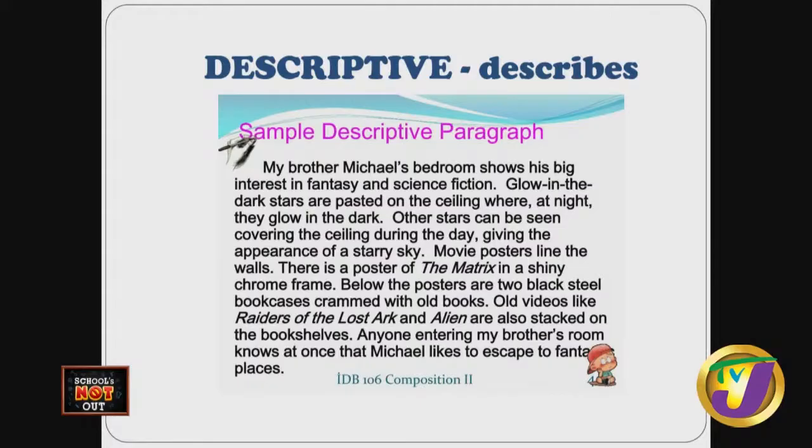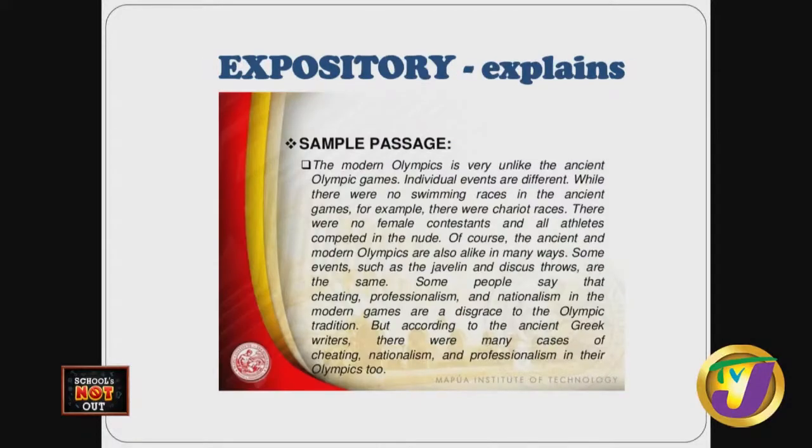Then we have expository. Remember, with the expository, we are explaining. And this is an interesting passage. The modern Olympics is very unlike the ancient Olympic Games. Individual events are different. While there were no swimming races in the ancient games, for example, there were chariot races. There were no female contestants, and all athletes competed in the nude.